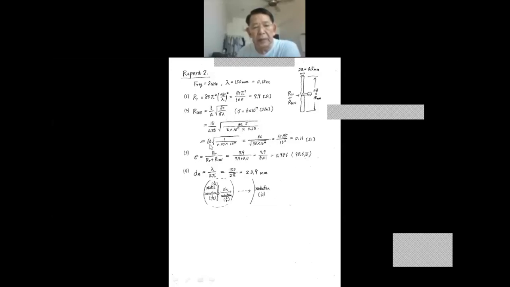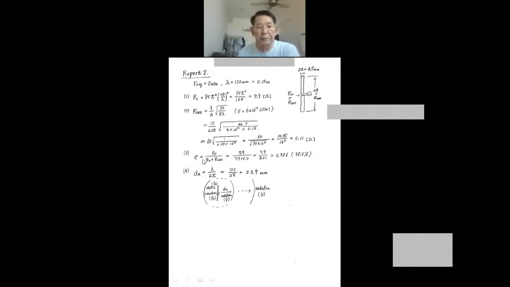So 6 and 30 cancel out 5. So this becomes 60 root of 1 divided by 0.03 multiplied by 10 to the power 7. So this is changed to this one. So finally, 10.75 divided by 100, that becomes 0.11 ohm.